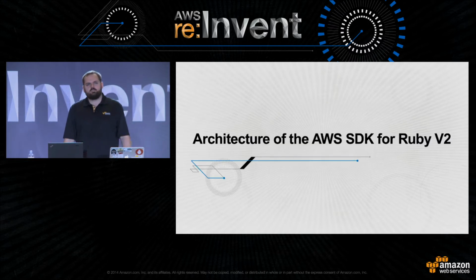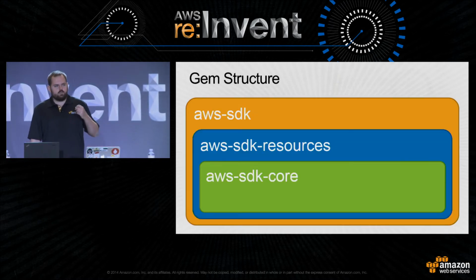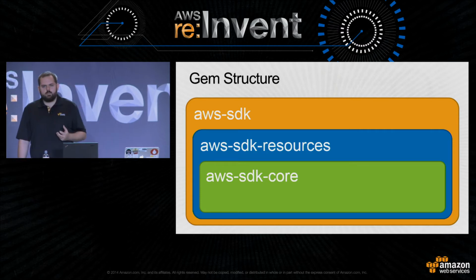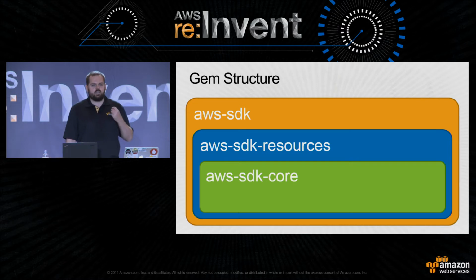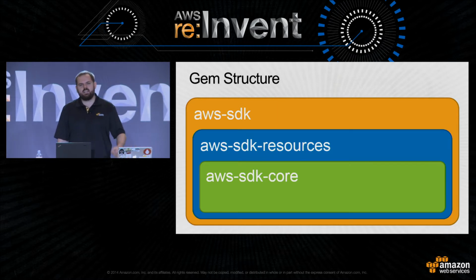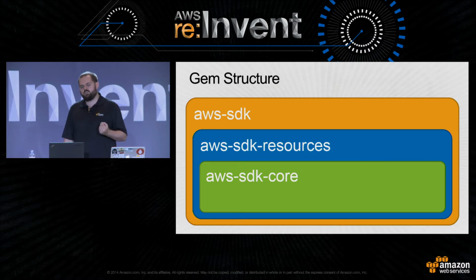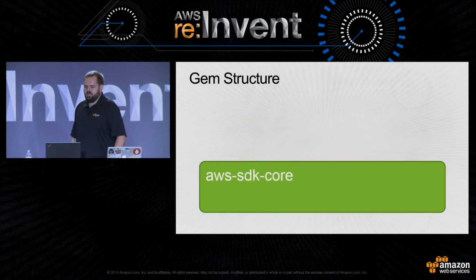So let's start with a brief overview of the architecture of V2 of the SDK. We still use the same AWS SDK gem that you're using now. If you use V1, it's just going to be major version 2. But it's really a meta gem that contains 2 other gems that have the core logic. We have AWS SDK Core, which is our client-level abstractions over the AWS services, and AWS SDK Resources, which builds on top of Core to give you object-oriented abstractions. So we're going to start by talking about AWS SDK Core.